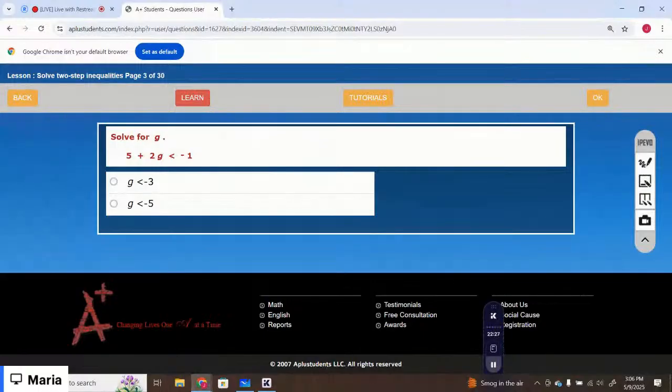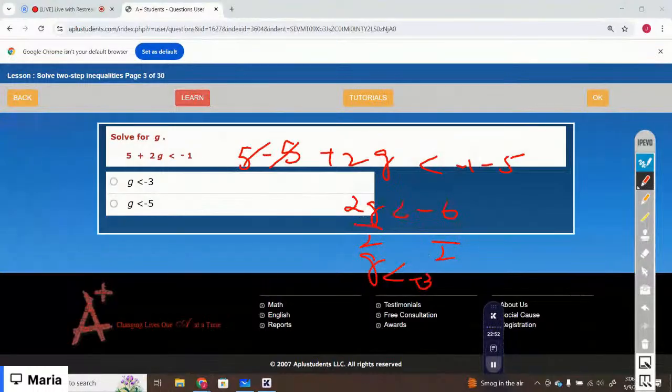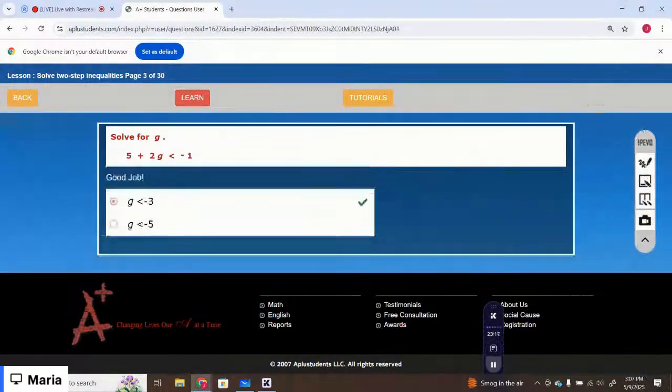Solve for g. So that is 5 plus 2g. Subtract 5 from both sides. We are left with 2g is less than negative 6. Divide both sides by 2. So g is less than negative 3. Option number 1 is the correct option.